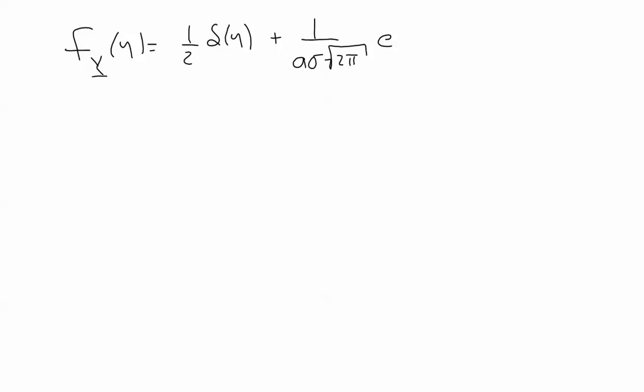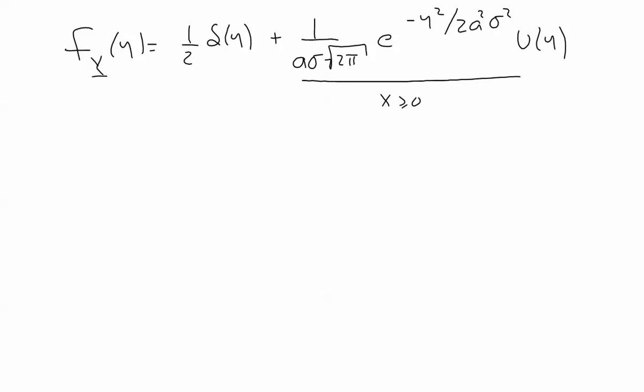So for this particular example, I can summarize my probability density function this way. I get 1/2 delta function at y, plus the rest: 1 over a sigma square root of 2 pi e to the minus y squared over 2a squared sigma squared u of y. This half is for x greater than or equal to 0. This is for x less than 0.